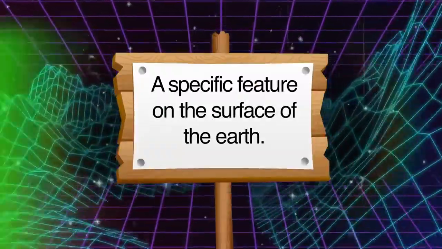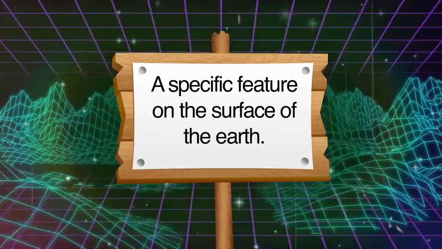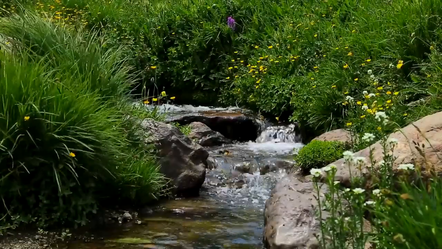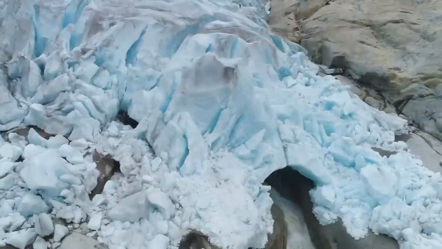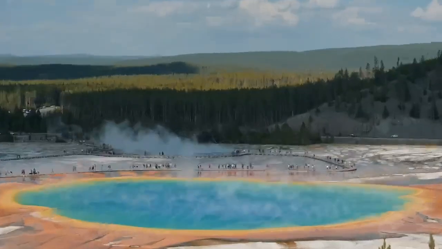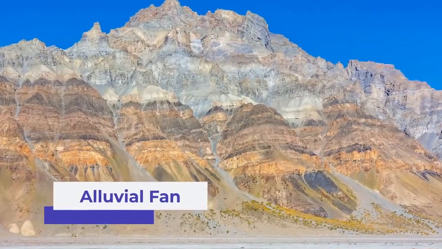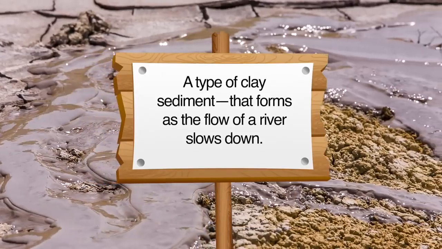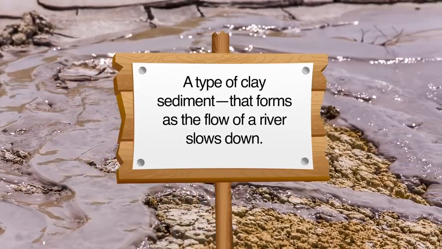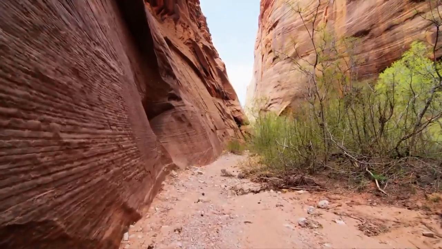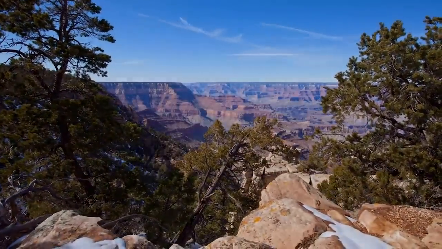A landform is a specific feature on the surface of the Earth, ranging from huge things like plains, plateaus, and mountains, to smaller stuff like hills and valleys. There may be other types of landforms that you've never seen. For instance, have you heard of an alluvial fan? This is a fan-shaped mass of alluvium, a type of clay sediment that forms as the flow of a river slows down. Like alluvial fans, other landforms are shaped by nature too, and can take thousands or even millions of years to form.